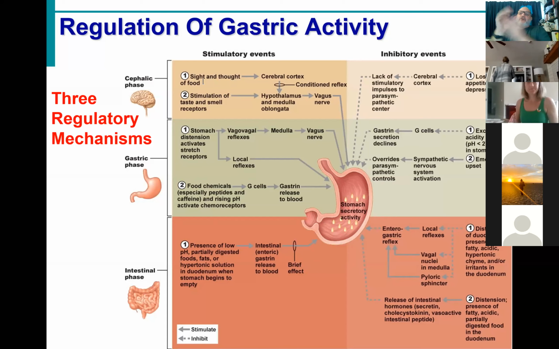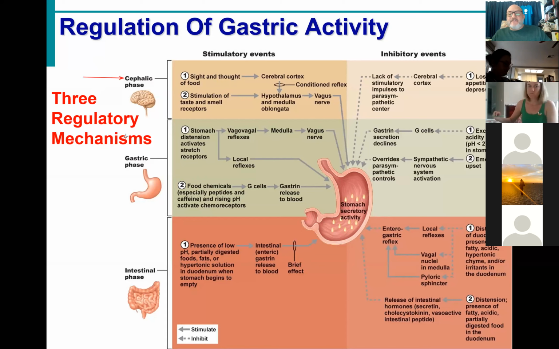All righty. So I like this illustration because I think it does a nice job of emphasizing the points of the things that we're going to talk about. Our goal is to talk about control of the stomach, gastric activity. And as we talked about, it occurs in 3 phases. And those 3 phases are totally dependent on where the food is located.